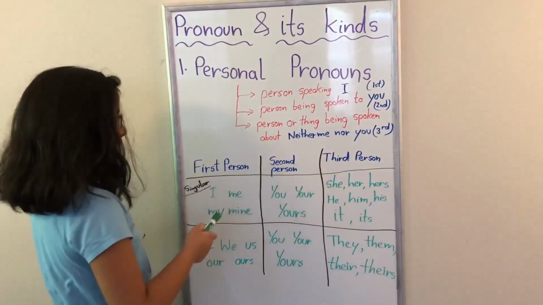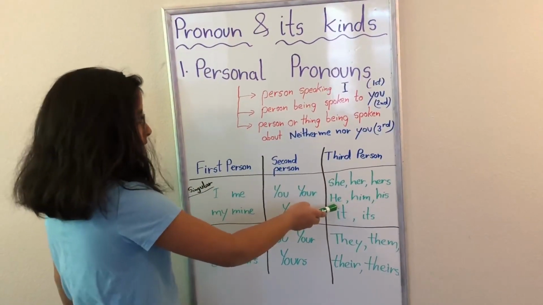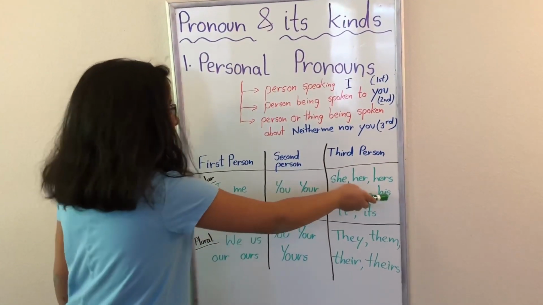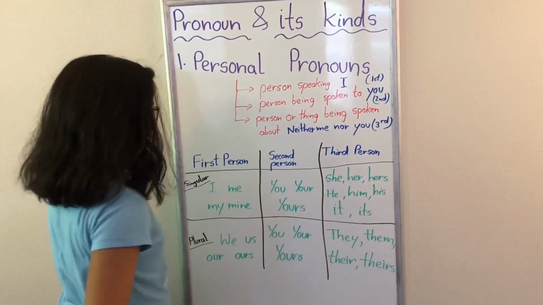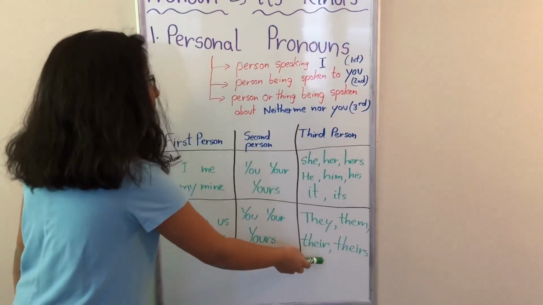For the third person singular, it's she, her, hers, he, him, his, it, and its. For the plural in third person, it's they, them, their, and theirs.